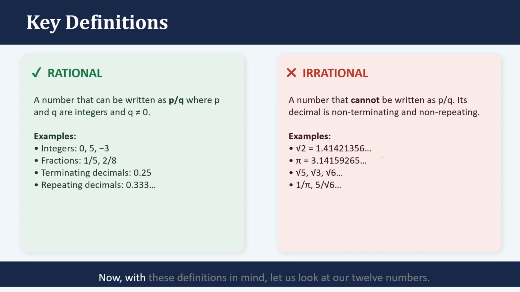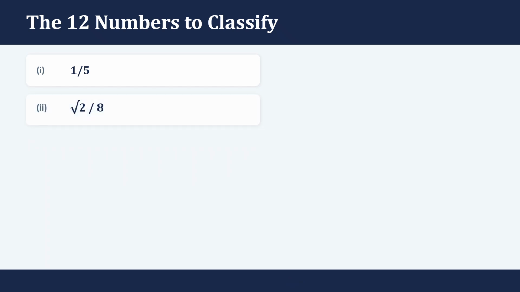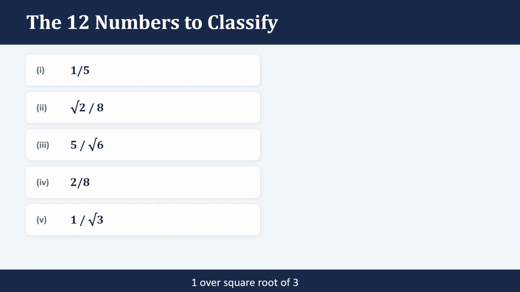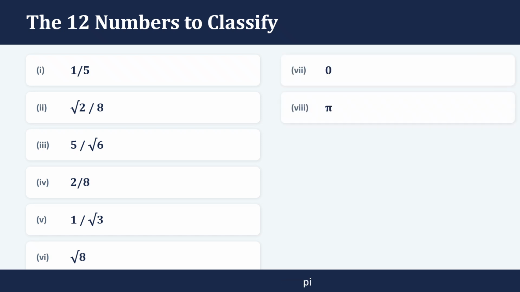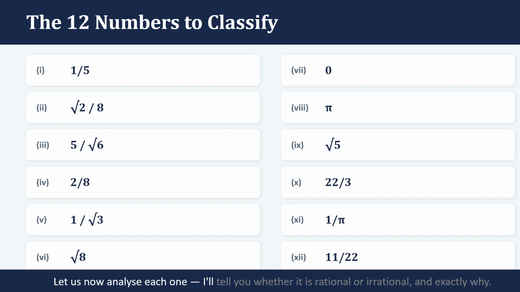Now, with these definitions in mind, let us look at our 12 numbers. Here are all 12 numbers we need to classify: 1/5, square root of 2 over 8, 5 over square root of 6, 2 over 8, 1 over square root of 3, square root of 8, 0, pi, square root of 5, 22 over 3, 1 over pi, and 11 over 22. Let us now analyze each one. I'll tell you whether it is rational or irrational and exactly why.